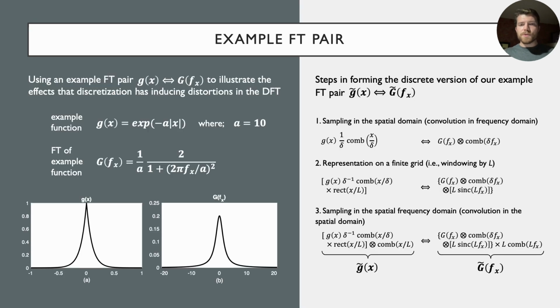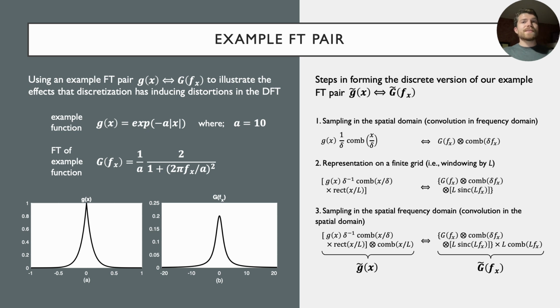To illustrate how these distortions occur, let's consider an example function with a known Fourier transform. The text considers g of x, a decaying exponential with symmetry around the x-axis. The Fourier transform of g of x is g of f sub x and is shown below. Now there are three main steps by which our continuous functions turn into finite sampled versions of themselves to form the discrete version of our Fourier transform pair.